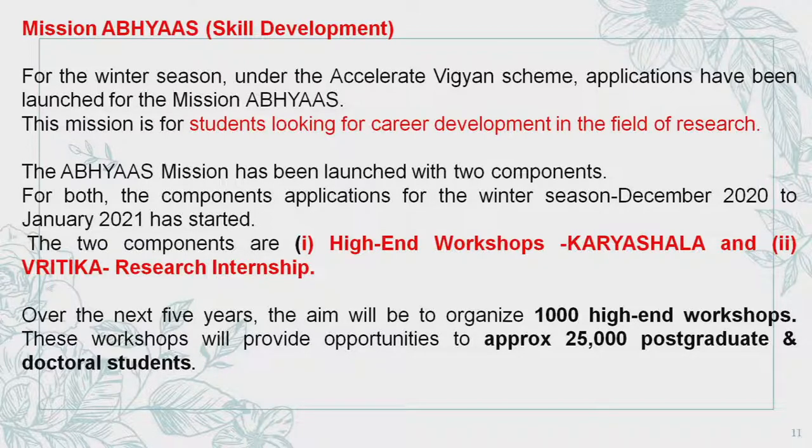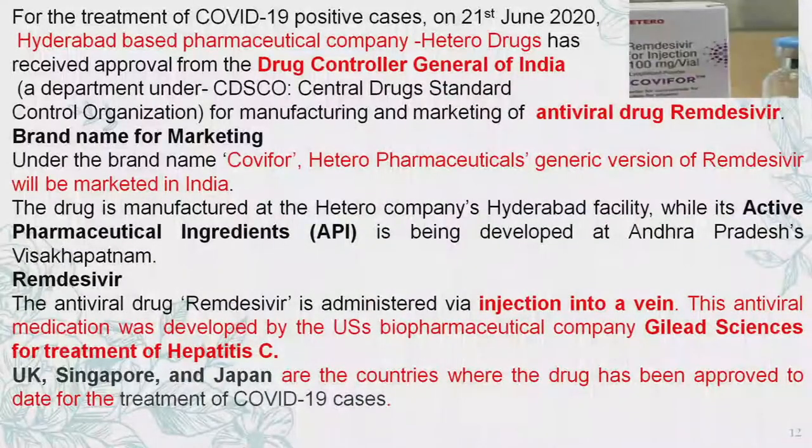For the next 5 years, the target will be to organize 1,000 high-end workshops. These workshops will give opportunity to approximately 25,000 postgraduates and doctoral scholars across the country. So that's what we commonly call the new program launched by the Department of Science and Technology.